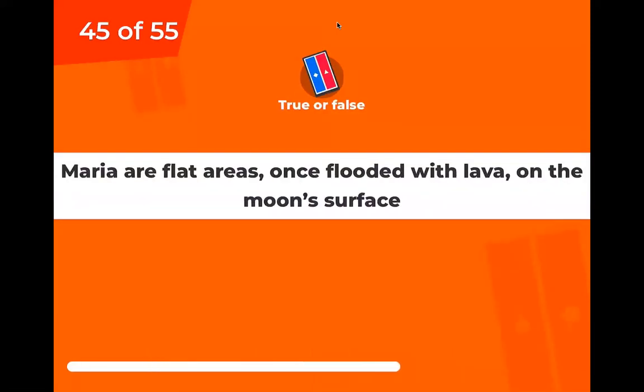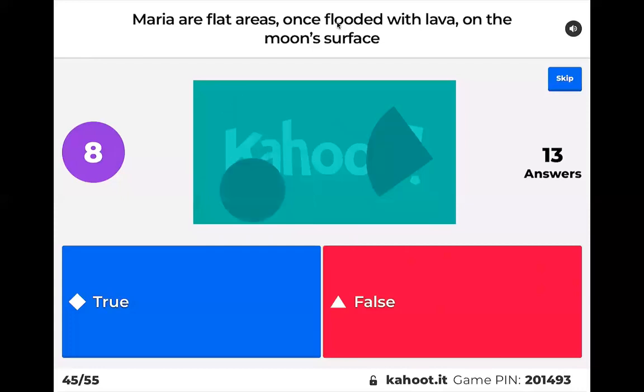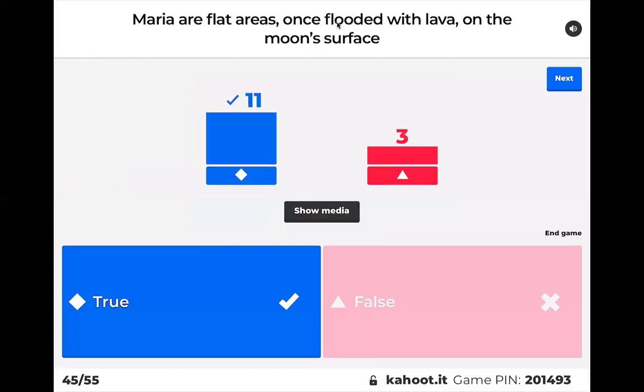Maria are flat areas once flooded with lava on the moon's surface. Okay, true.